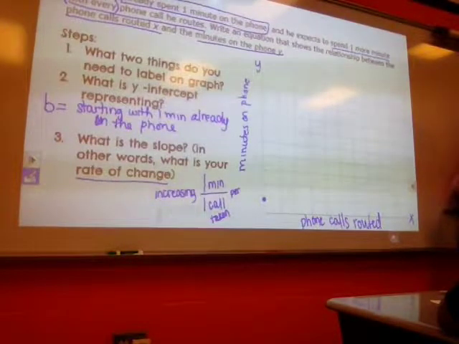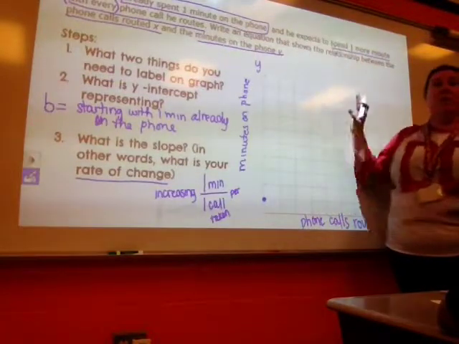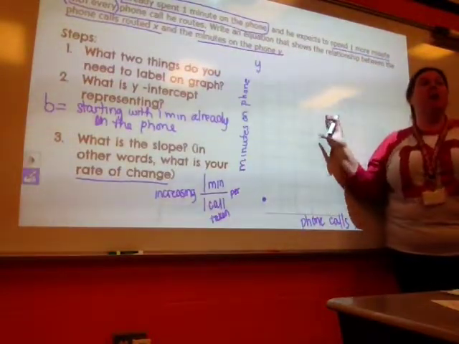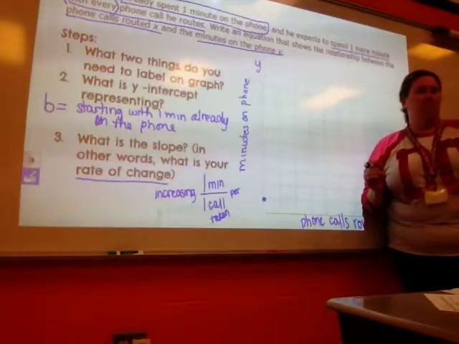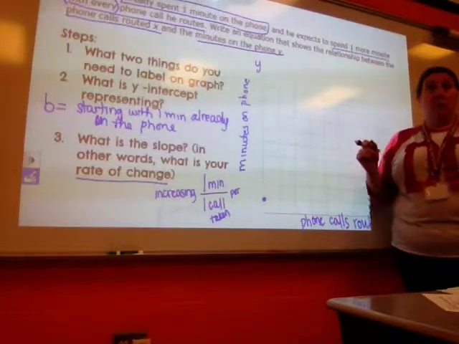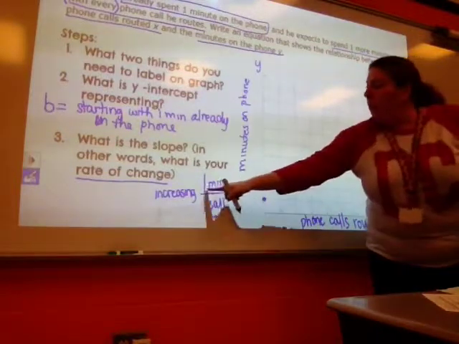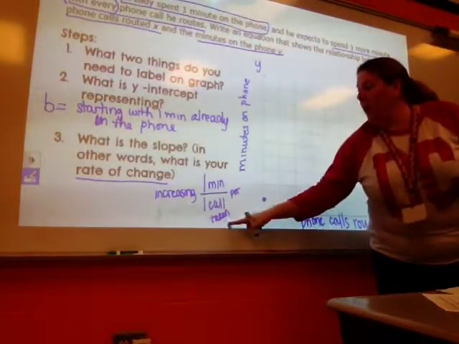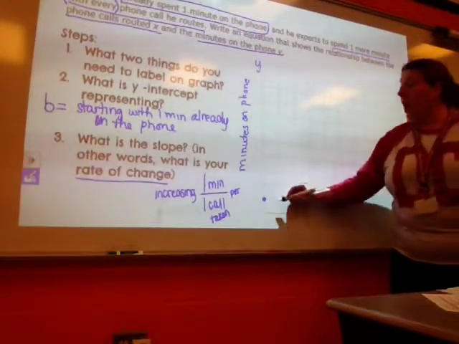Okay, because pretty soon, just so you know where this is headed, I'm not going to give you this and then make you graph it. I'm going to give you the graph and then you tell me what all this means. That's where we're headed, so be ready. Okay? All right, so 1 minute per one phone call taken. So what is that going to look like on my graph? Up one, right one.